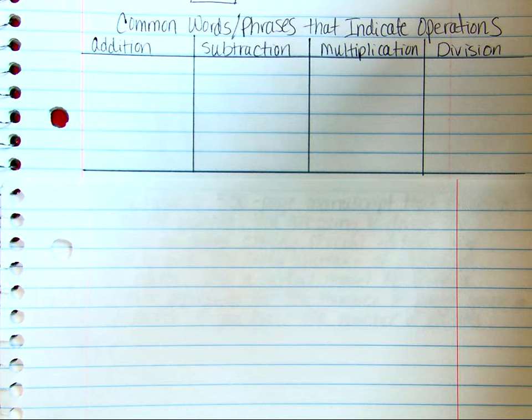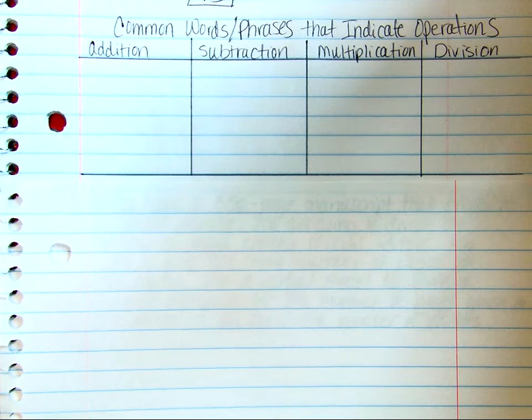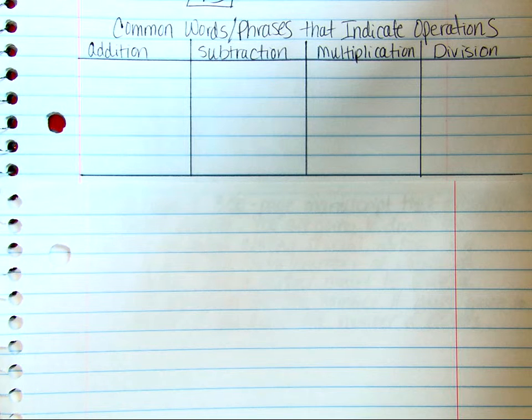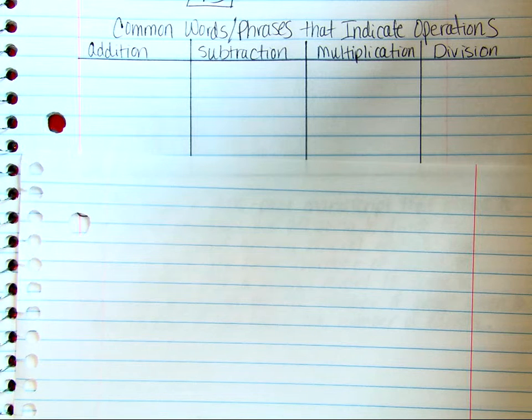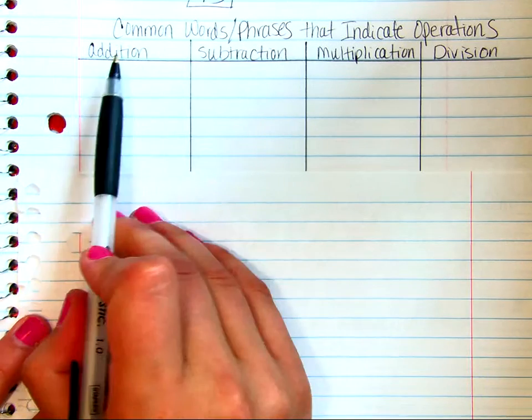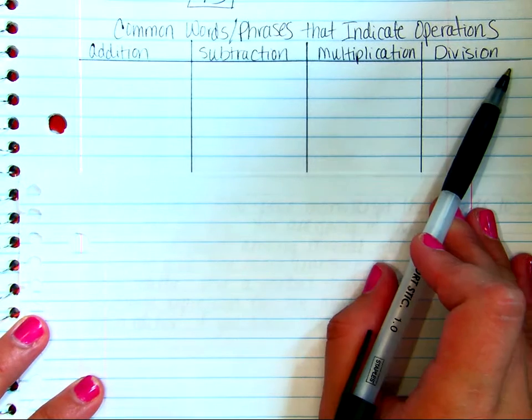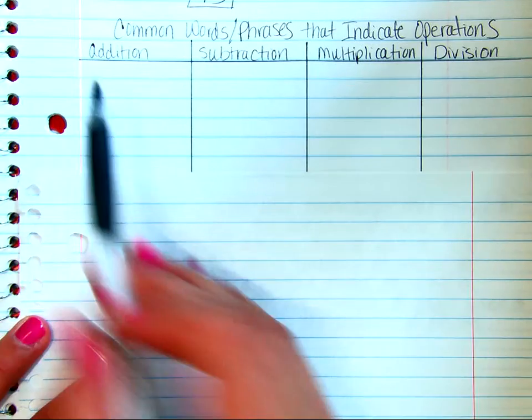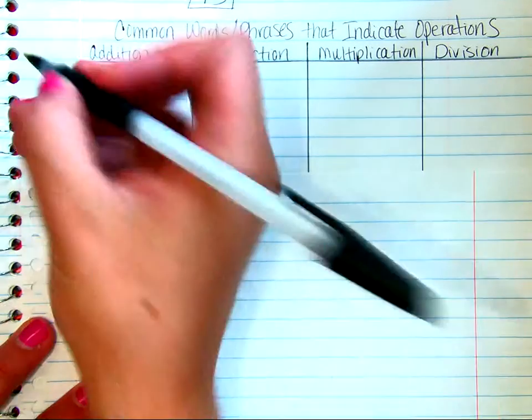The next thing we're going to look at is how to write a variable expression. But in order to do that, we first need to look at some common words and phrases that indicate different operations. So if I see certain words in a phrase or a sentence, they're going to indicate either addition, subtraction, multiplication, or division. So let's do addition first.